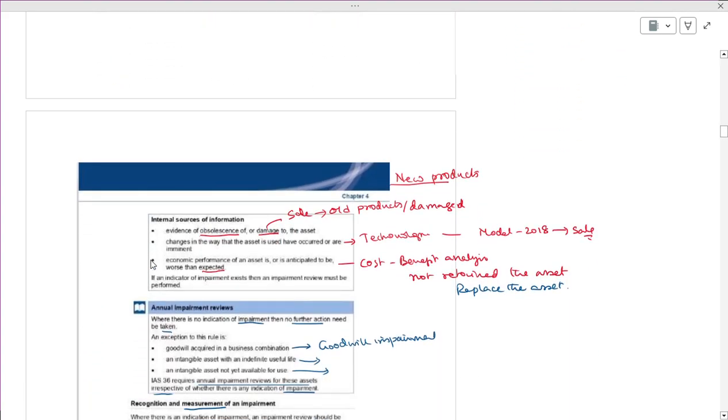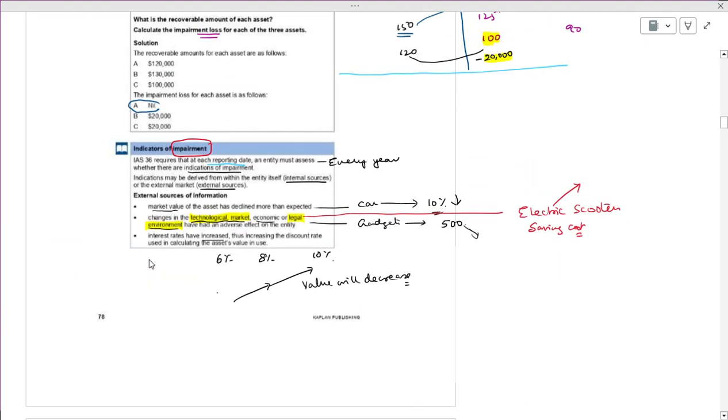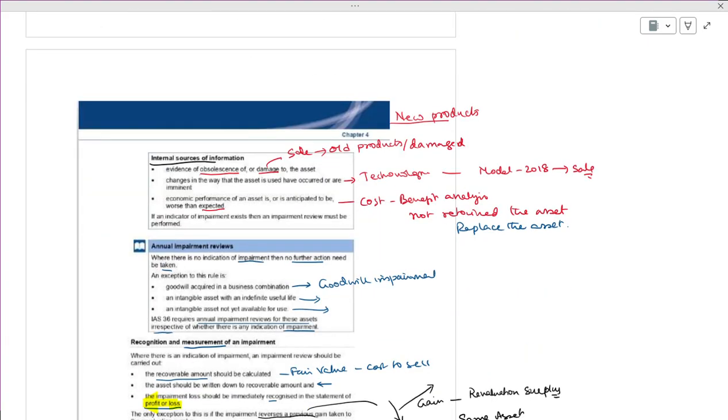Okay. Internal sources: evidence of obsolescence, damage of assets, change in the way the asset is used, economic development or performance anticipated to be worse than expected. These are the internal sources and these are the external sources.